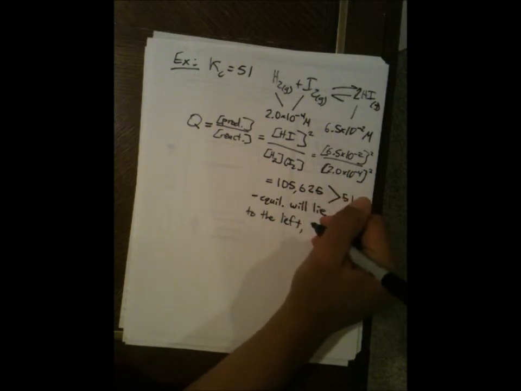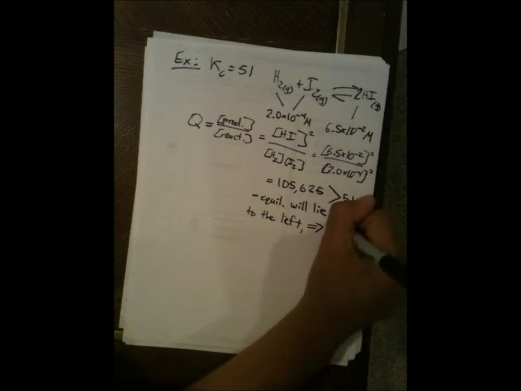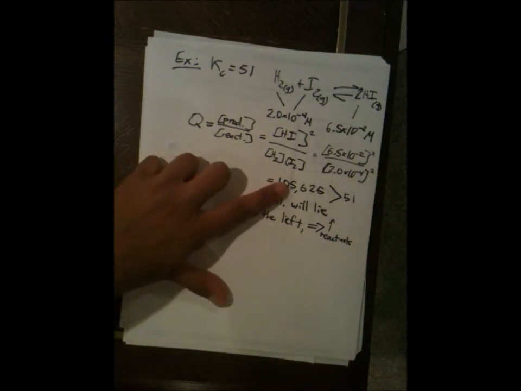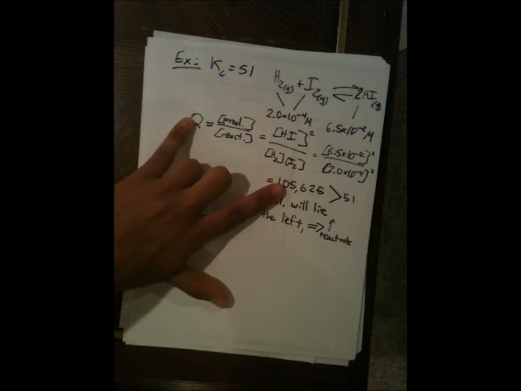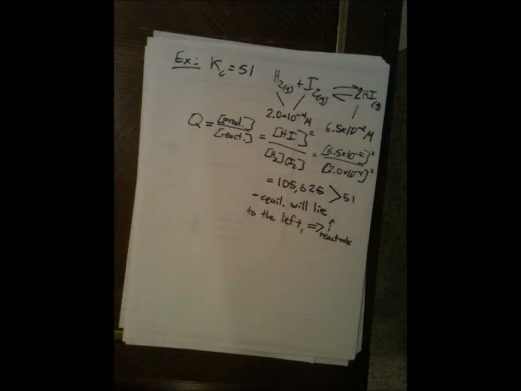Okay? So you can increase the reactants, because right now there are a lot of products, because this is so high. The products are proportional to Q, so products must be high. So shift left to increase reactants to compensate.